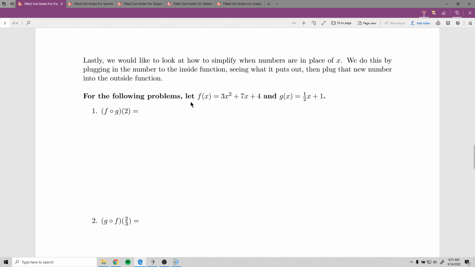Number 1: let f of x equal 3x squared plus 7x plus 4, and g of x equal 1/2 x plus 1. We want to figure out f of g of 2. Just because there's a number here doesn't mean I'm going to start any differently. I'm going to rewrite it: f of g of 2.